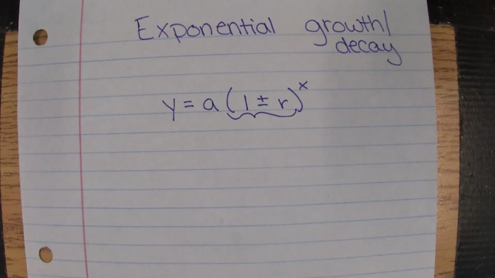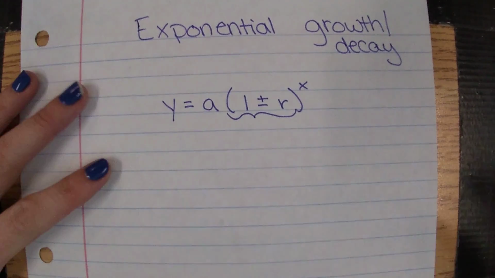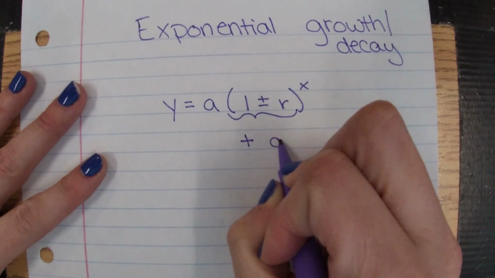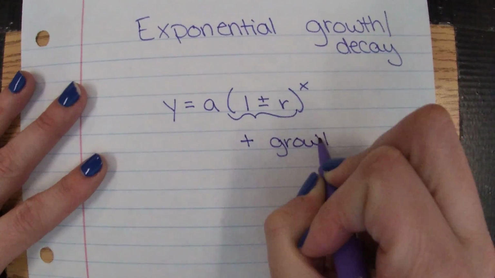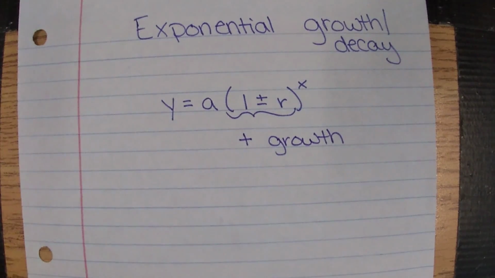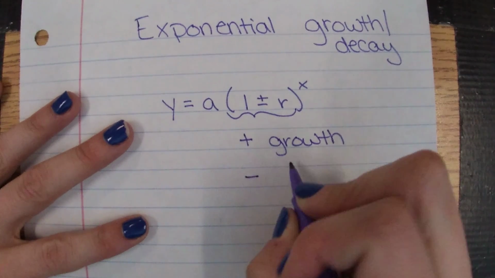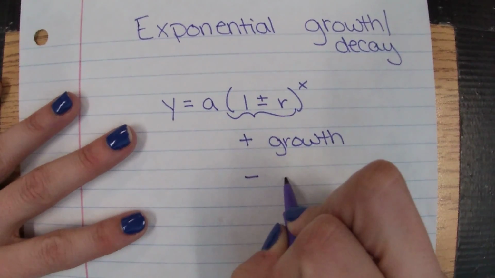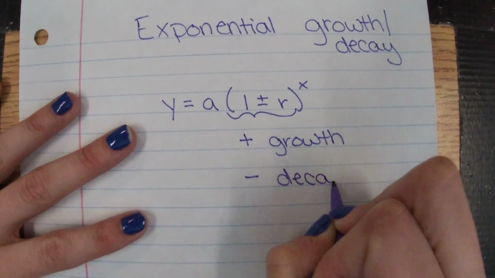Yesterday we said it was y equals a and then b to the x. That b value is going to be determined by taking 1 plus or minus a value. We will use the addition sign if we want something to grow, which makes sense. Something growing gets larger, so that's addition. We will use the subtraction sign if it is something that is decaying or getting smaller.